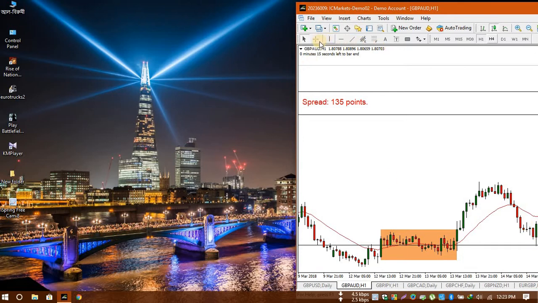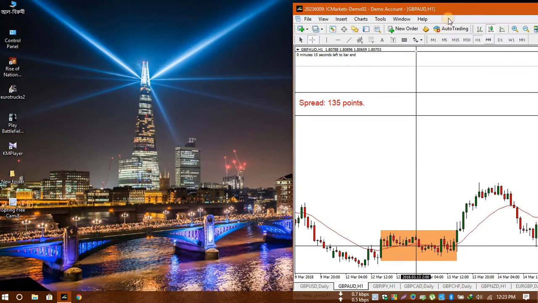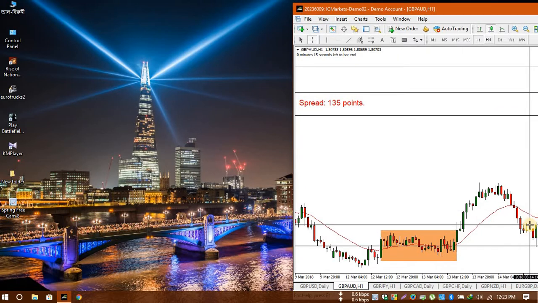This is indicating us to take a buy position here. Take a buy position from here after the candle closes, and in that case our stop loss would be 60 to 61 pips.